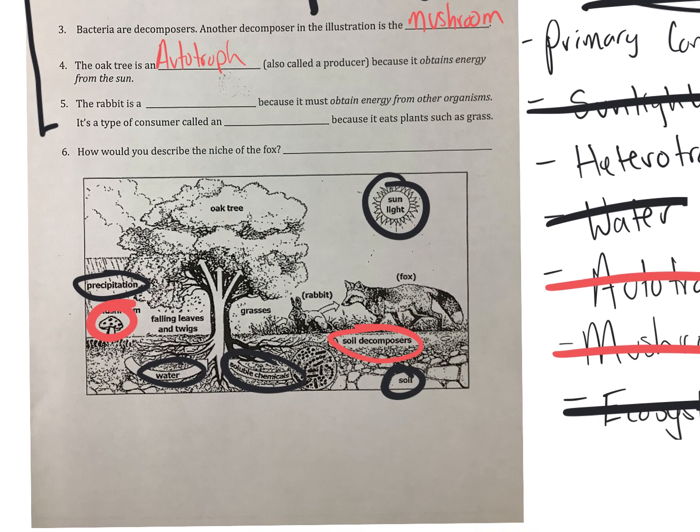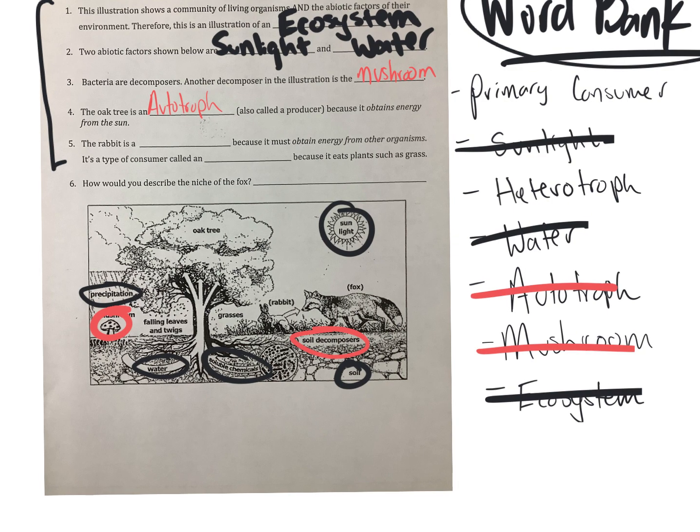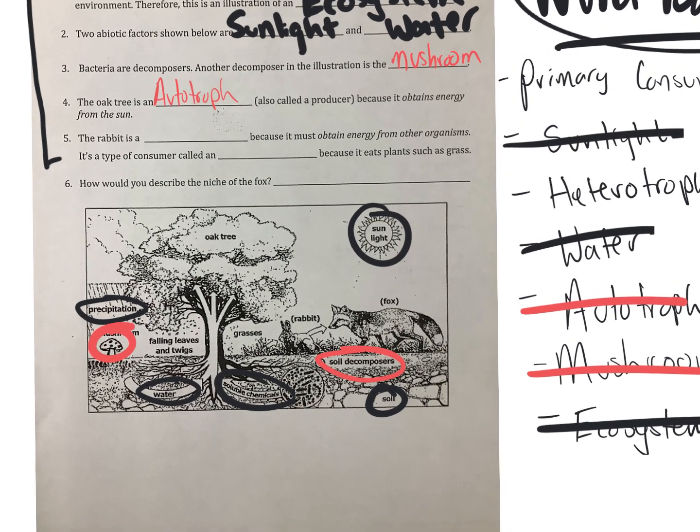The rabbit is a blank. Okay? And of our options, we only have 2 left. It's going to be heterotroph. Heterotroph. And it's a heterotroph because it obtains energy from other organisms. So anything that is eating any other organism, could be plants, could be grass, it is going to be a heterotroph because it obtains energy from other organisms.